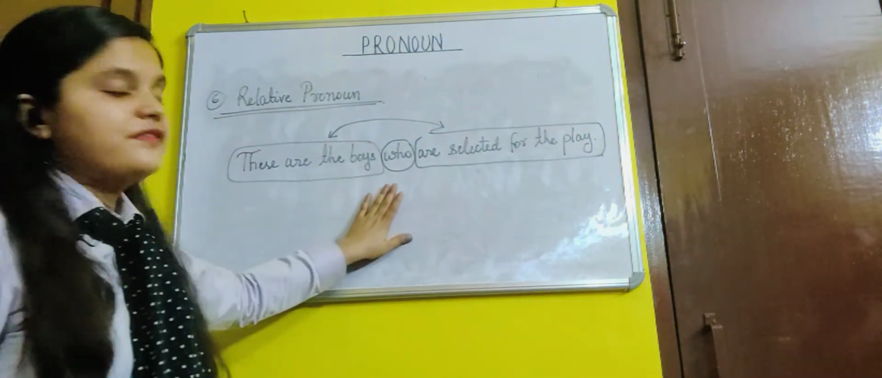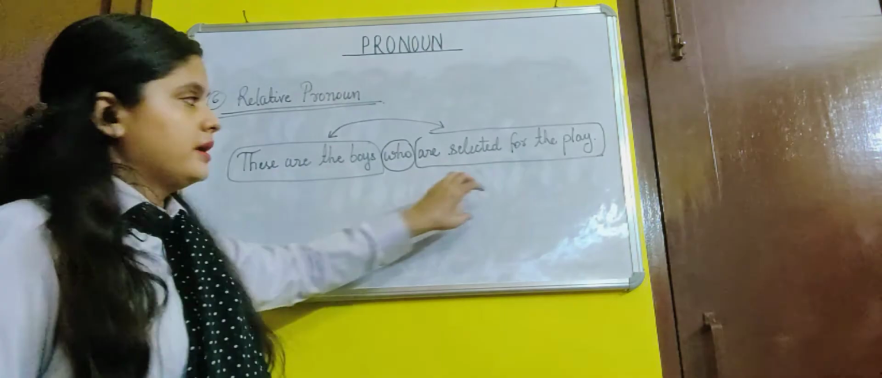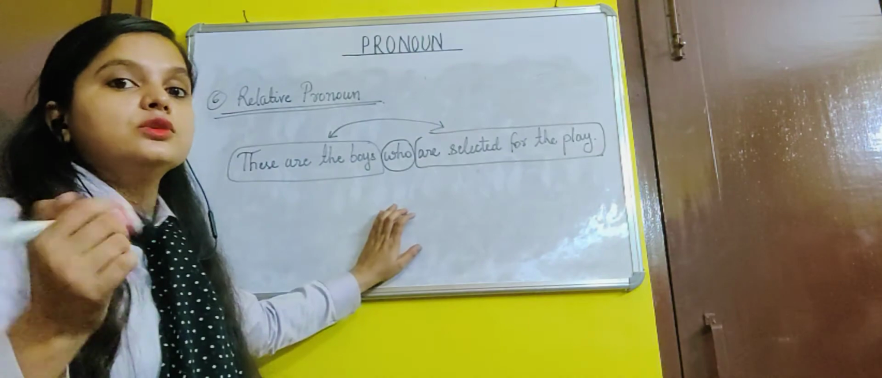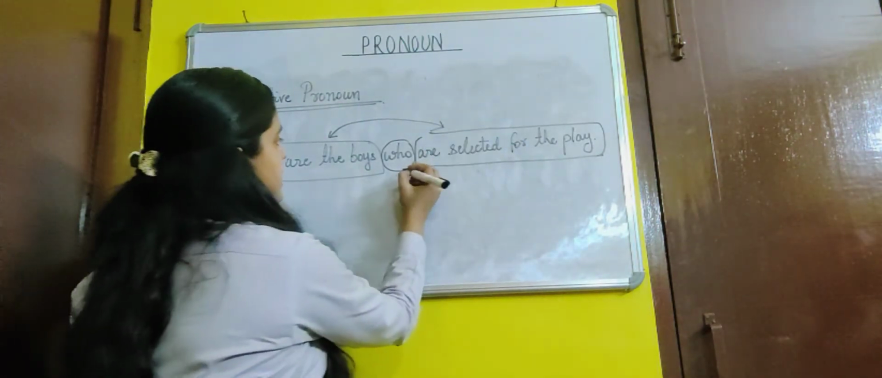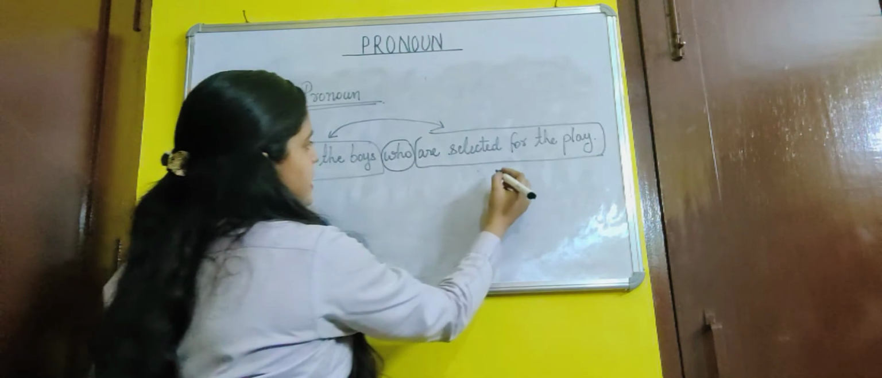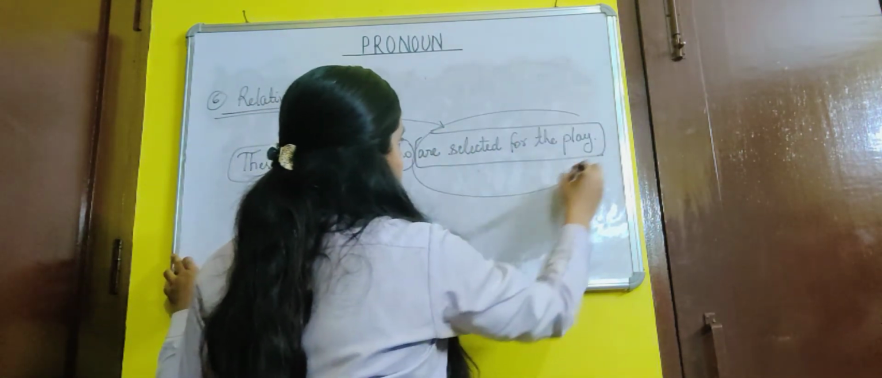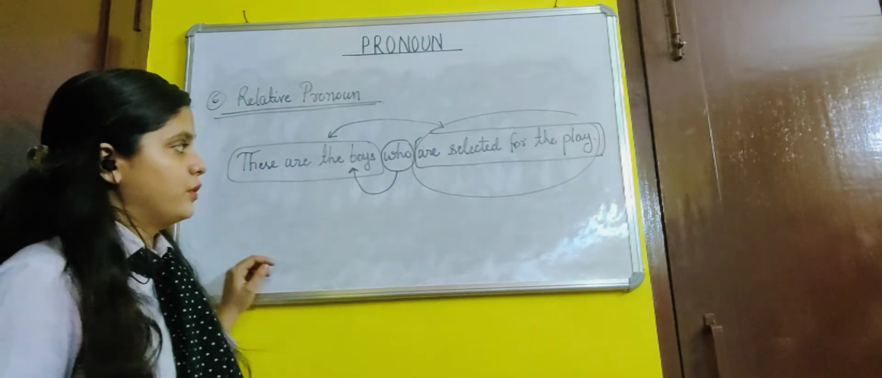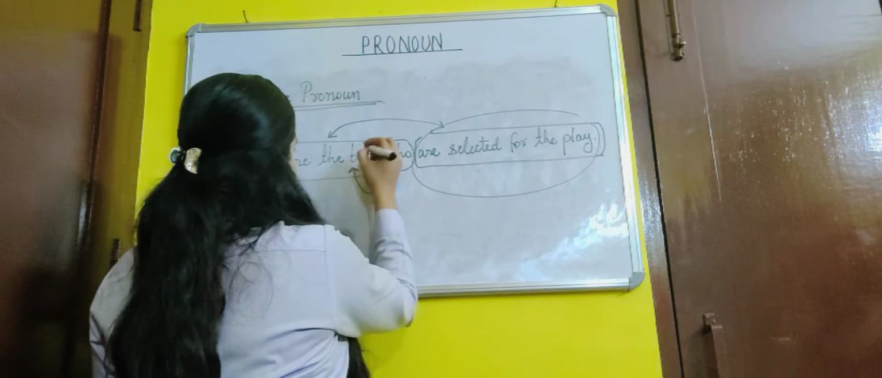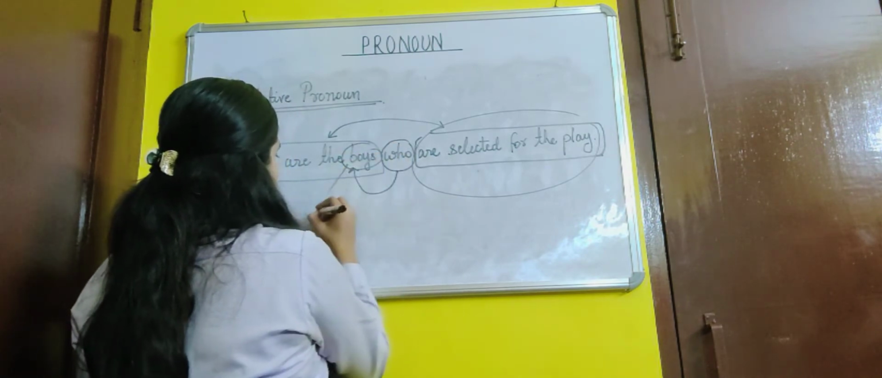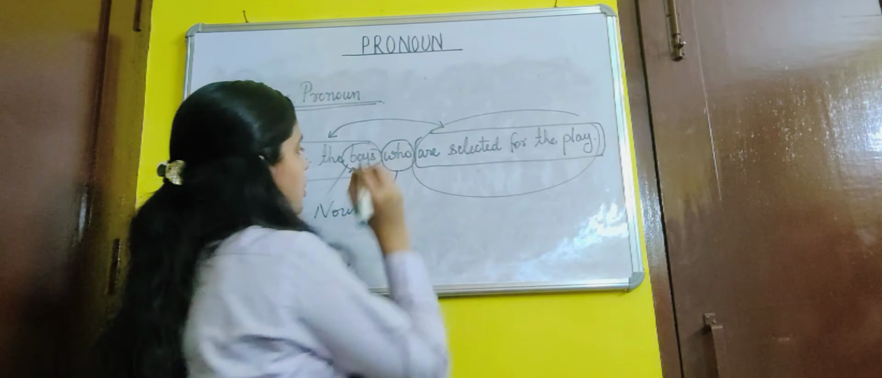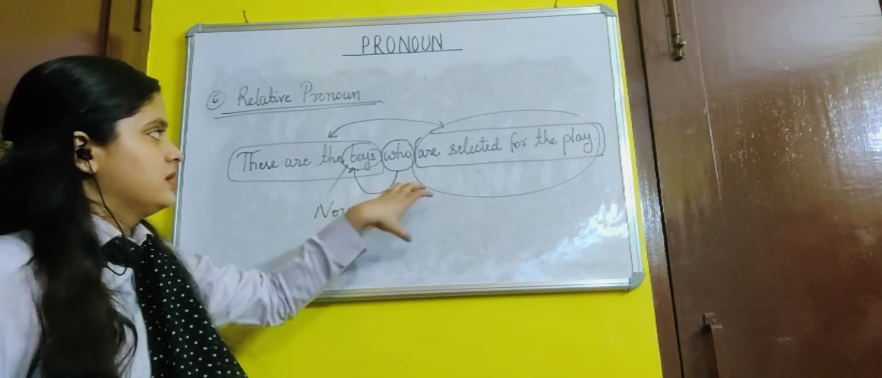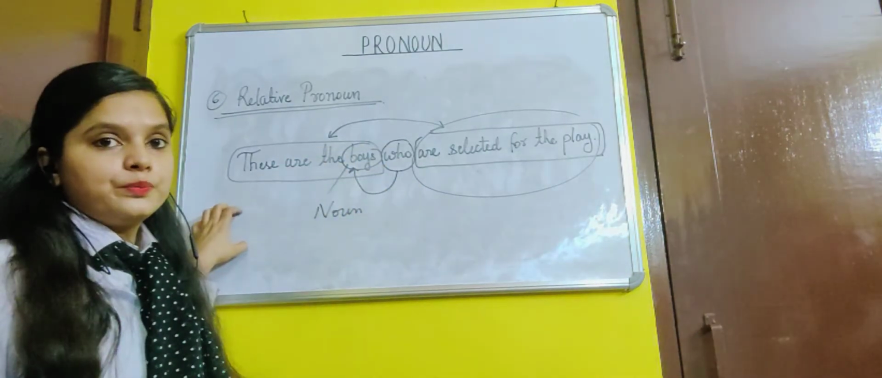Okay, so if a word relates a word or a group of words to a noun or pronoun that is used before, see here the word who is relating this group of words to this noun that is used before it. Okay, here the word boys is a noun. And the word who is relating this group of words to the boys that is used before who.